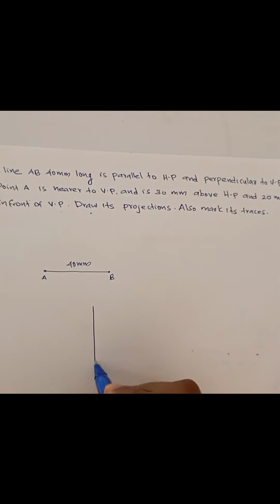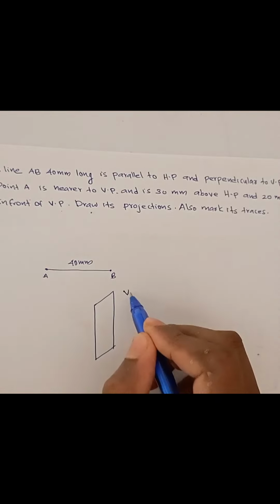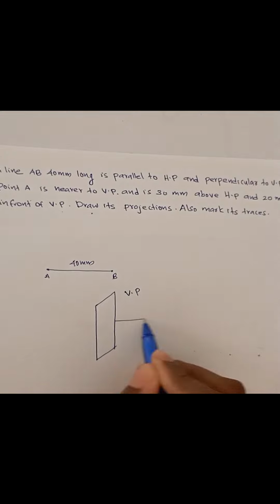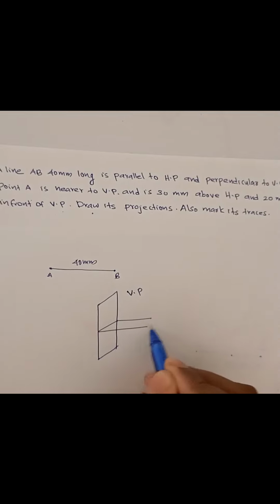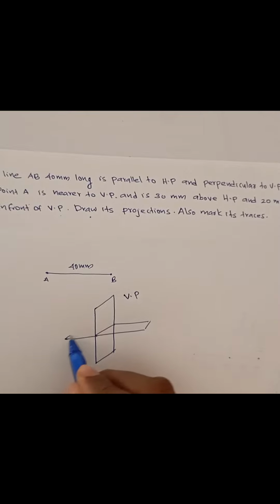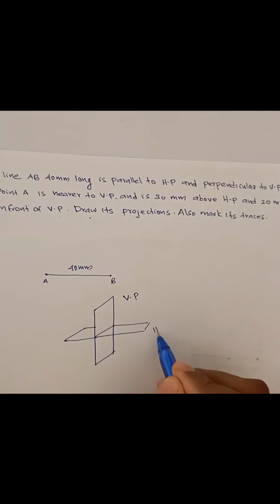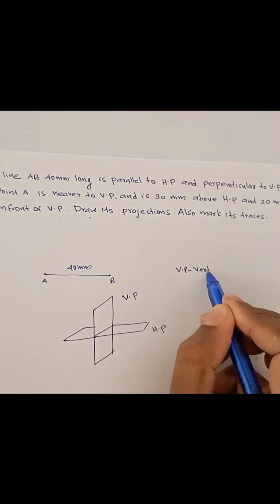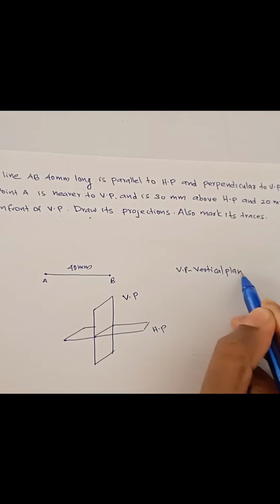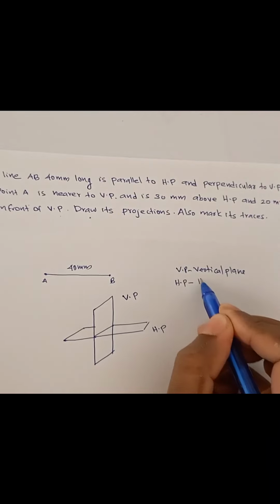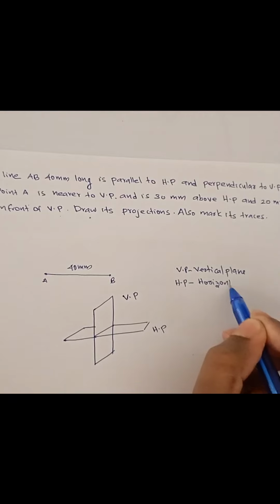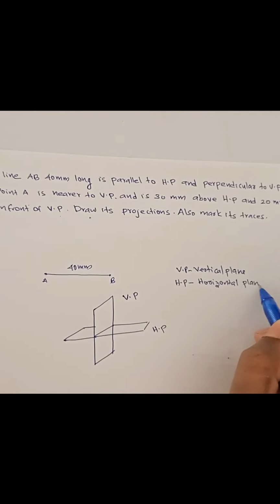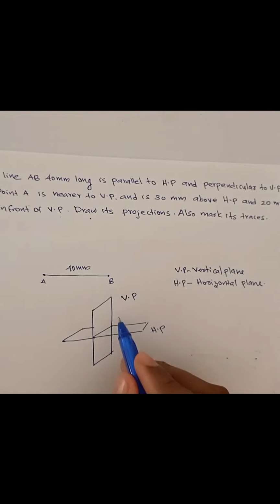In engineering graphics, suppose this is a vertical plane. VP means vertical plane. And this is another plane, a horizontal plane. HP means horizontal plane. So VP is the vertical plane and HP is the horizontal plane. HP and VP are mutually perpendicular.